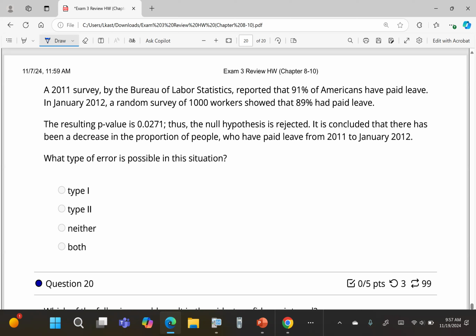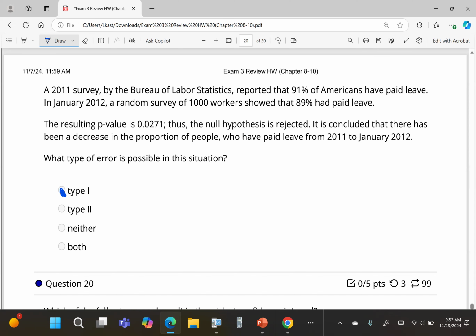What's the only type of error that's possible if you reject the null? And it's true. If you reject the null and it's true, that is a type 1 error. That's it. If you fail to reject when it's false, that's a type 2.